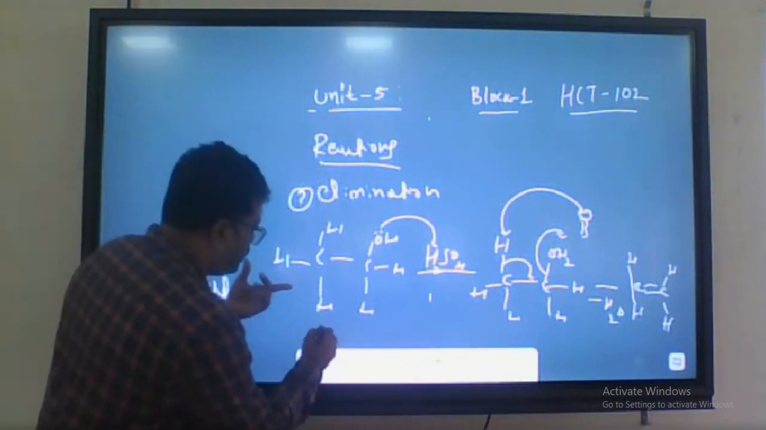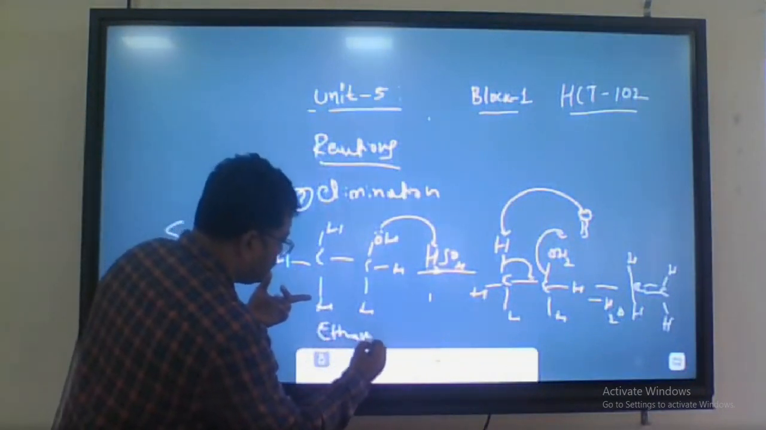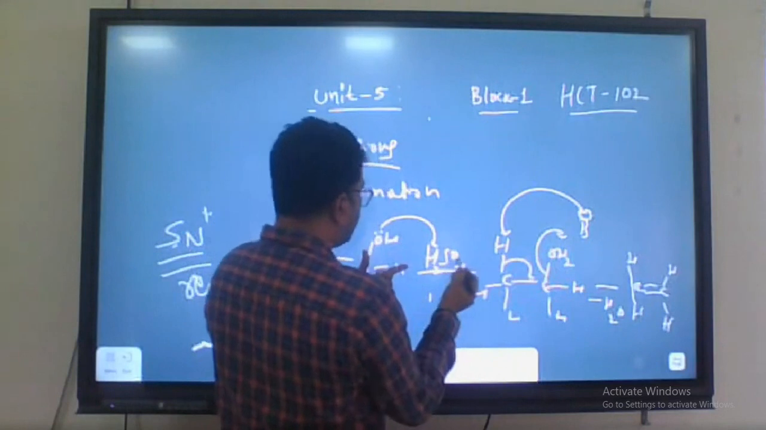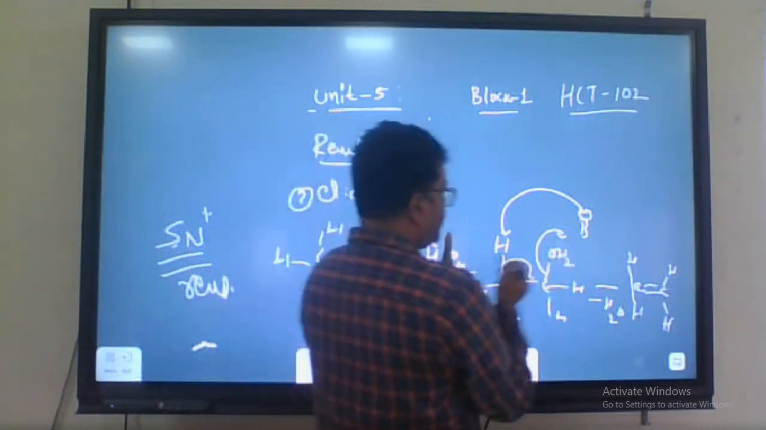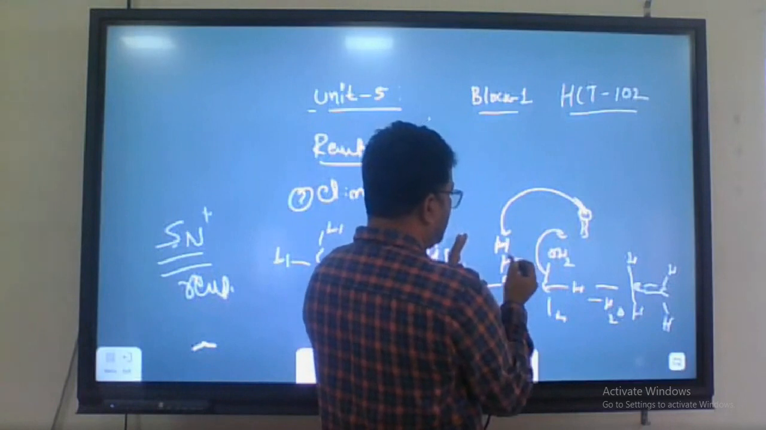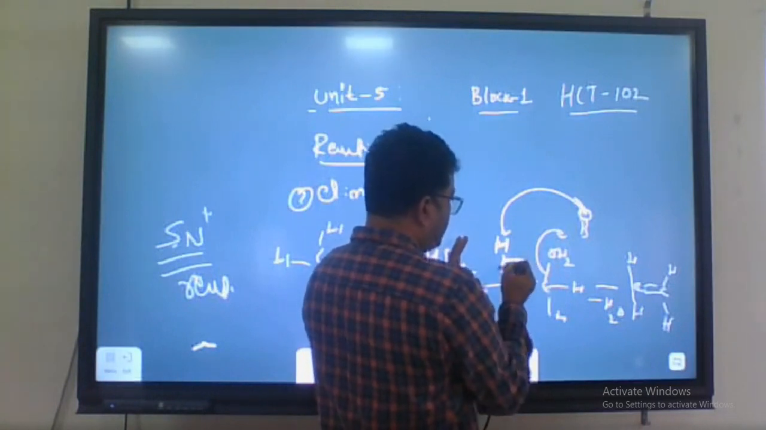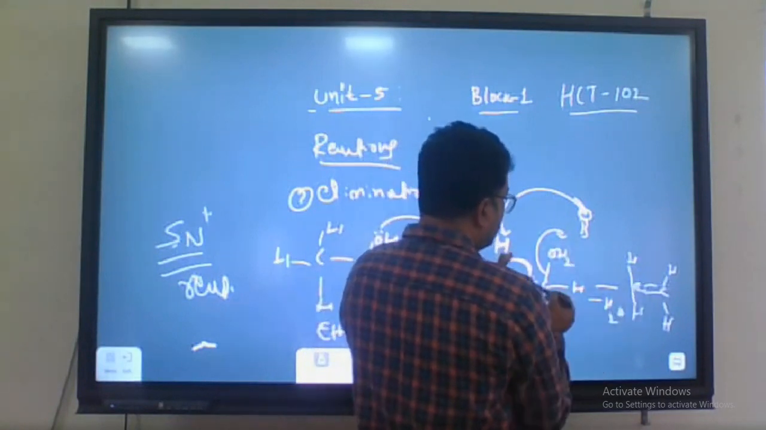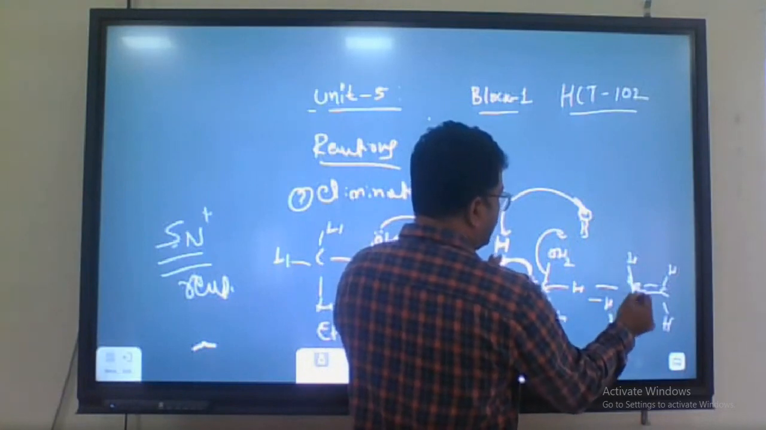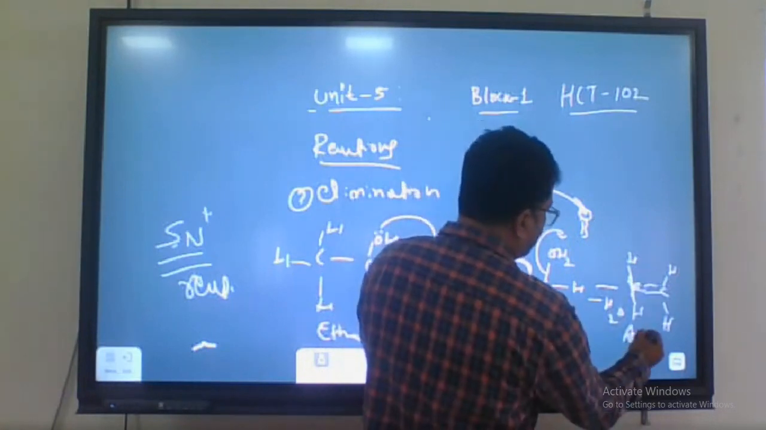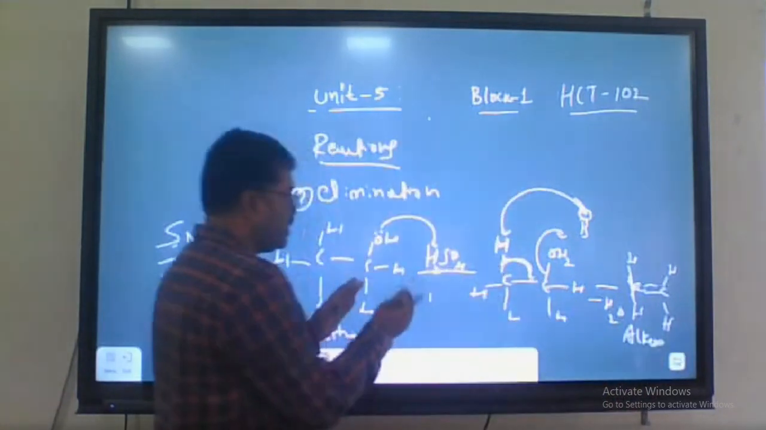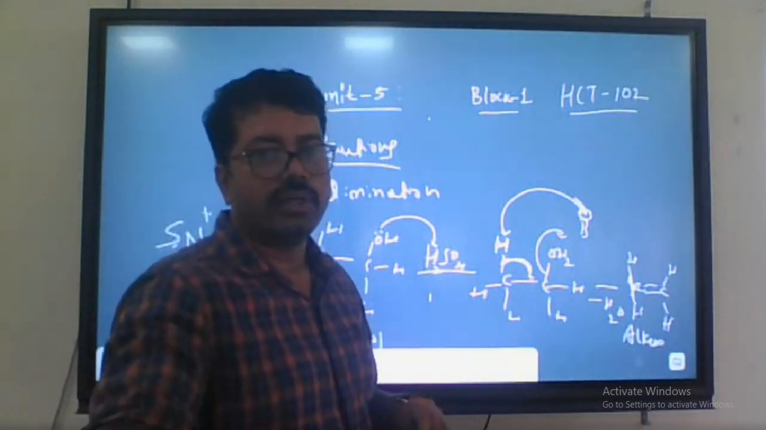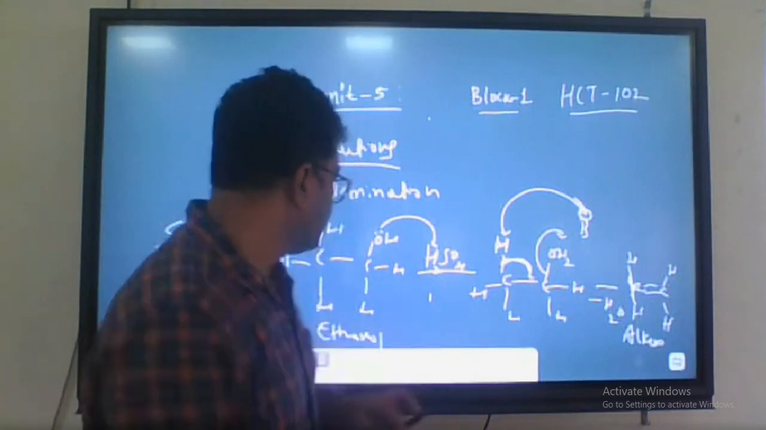See, elimination, if you take ethanol, this is ethanol. So H2SO4 protonation takes a proton and forms water here. And in the next step, the base acts. The base takes hydrogen and this shared pair of bond shifts toward this, it eliminates this water to form a double bond here. So this is an alkene. Alcohol always protonates. So this is elimination.